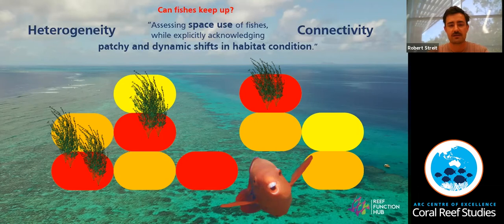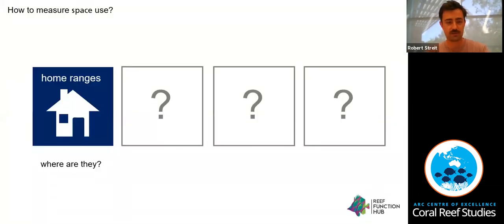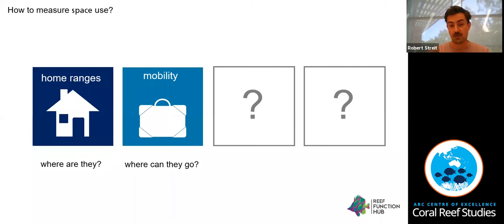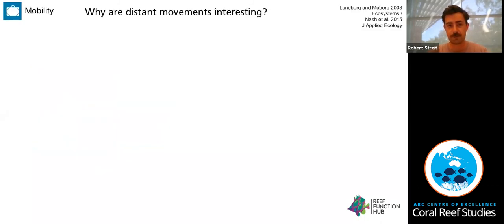So this is the background, and we talked about the where already. We talked about home ranges, where fishes are. But if we're interested in this patchiness and connectivity, what we should also look at is where fishes can go. So why are these movements interesting? Why would that be useful?